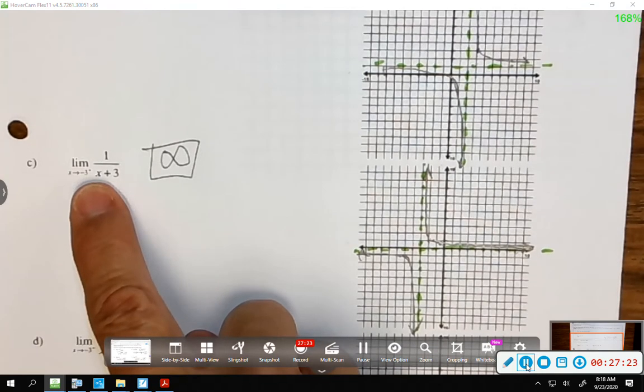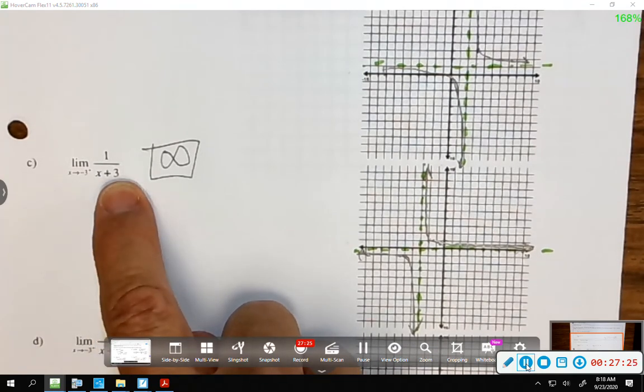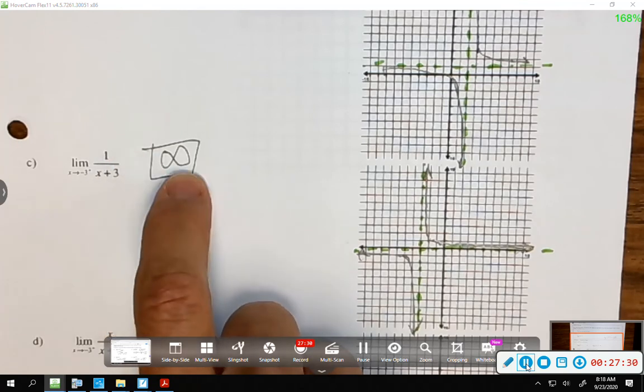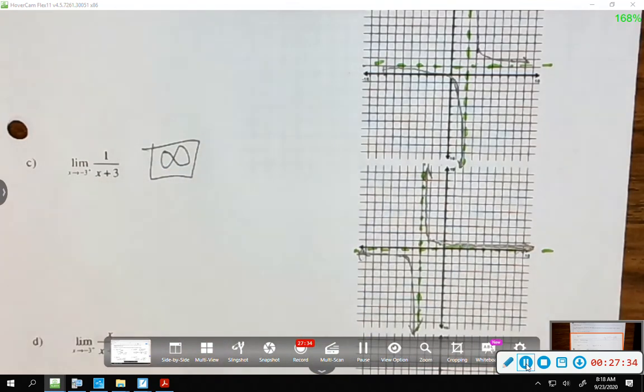-2.999 plus 3 is going to be positive 0.0001, or 1 over 1,000. Flip is 1,000. That's why it's going to infinity. Okay, so the first three all go to positive infinity. What's going to happen with this one?